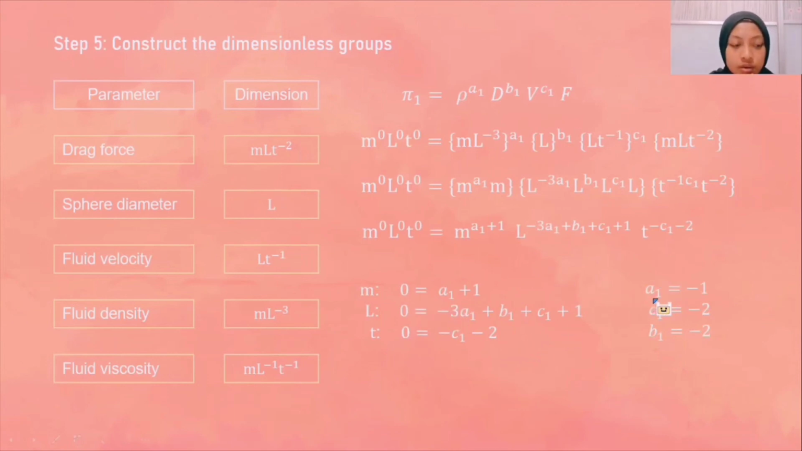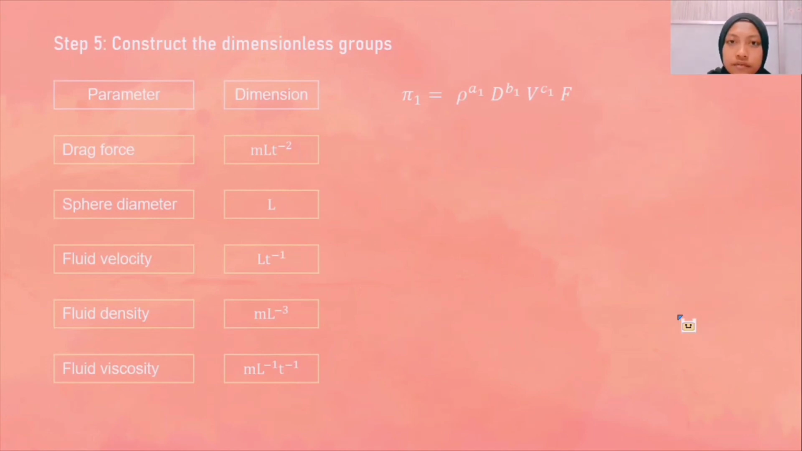Then we got a1 is equal to -1, c1 equals -2, b1 equals -2. And then we replace the power coefficients in pi1 with these values. After we replace in pi1, we got pi1 equal to rho power -1, d power -2, v power -2 times F. And the final expression for pi1 is F over rho v squared d squared.